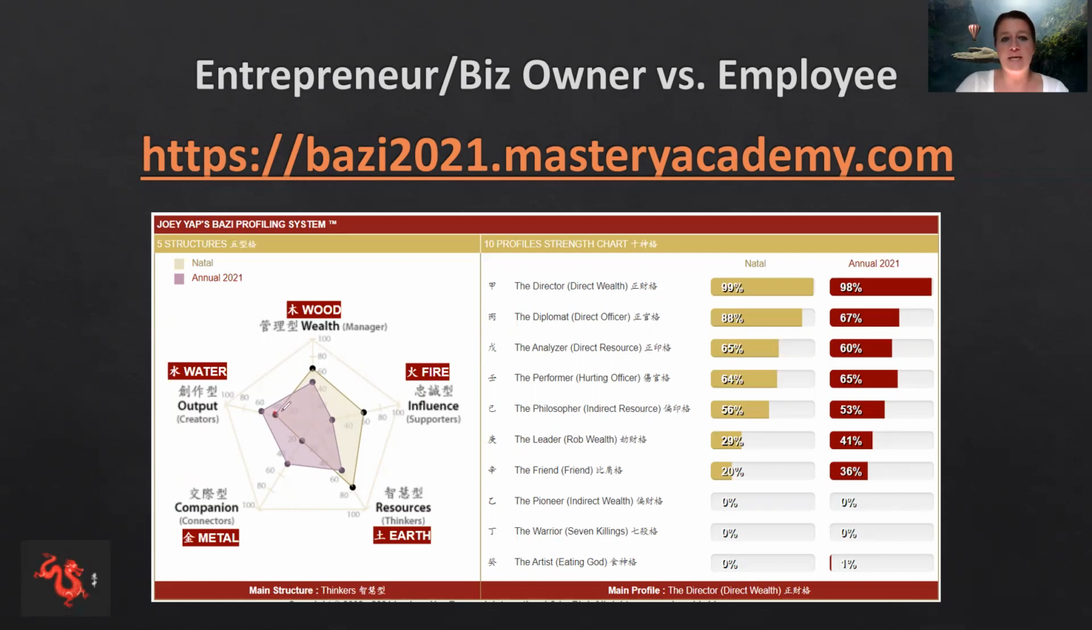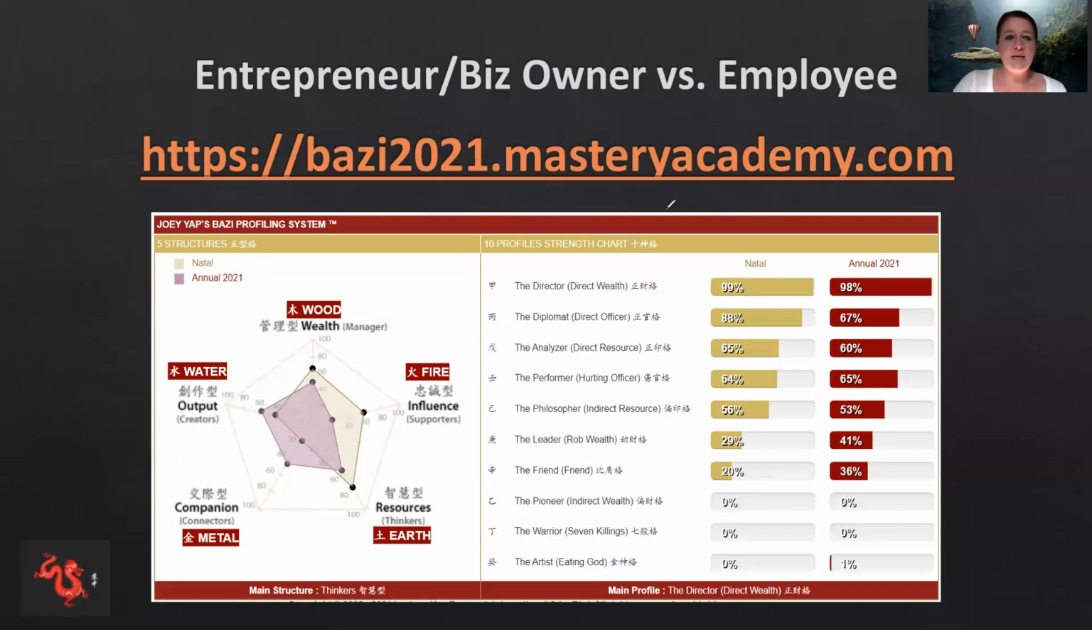In this particular case, the light colored diagram is this one here. You can see it here. This is what we'll be focusing on, not the annual fluctuations, because we need to determine whether a client is more inclined or more suitable to be an employee or an entrepreneur. And that doesn't change on an annual basis. So we really need to look at the client's Bazi DNA, so to speak.